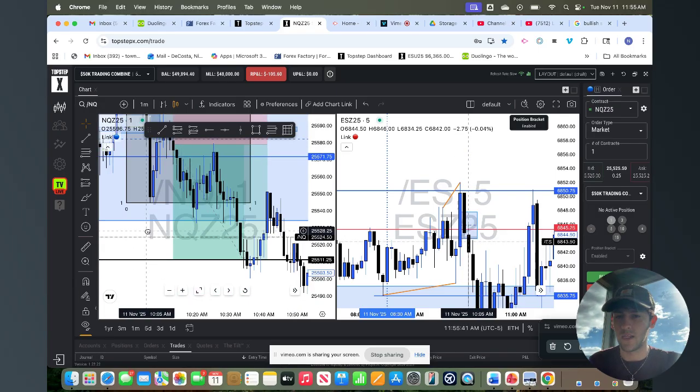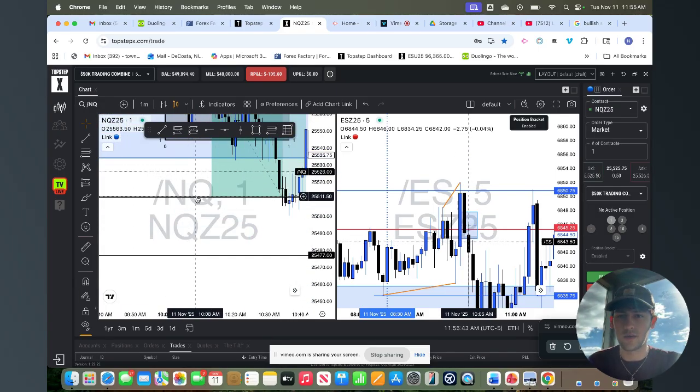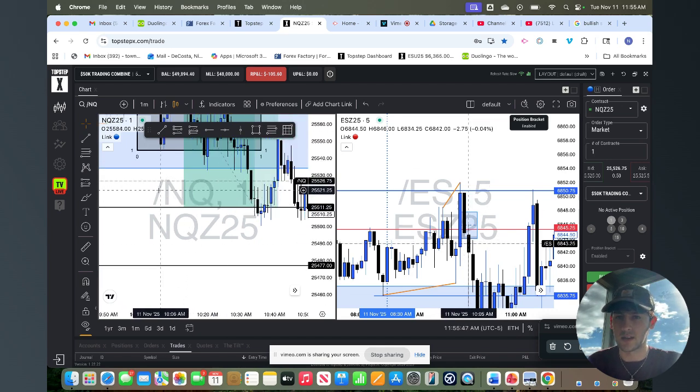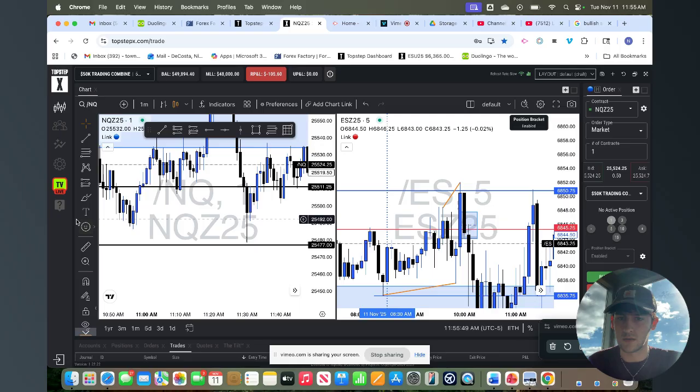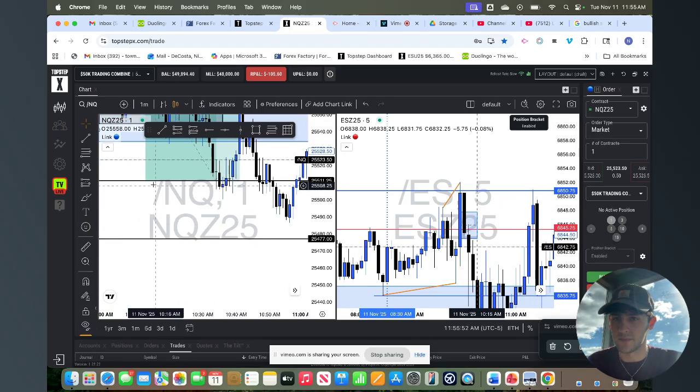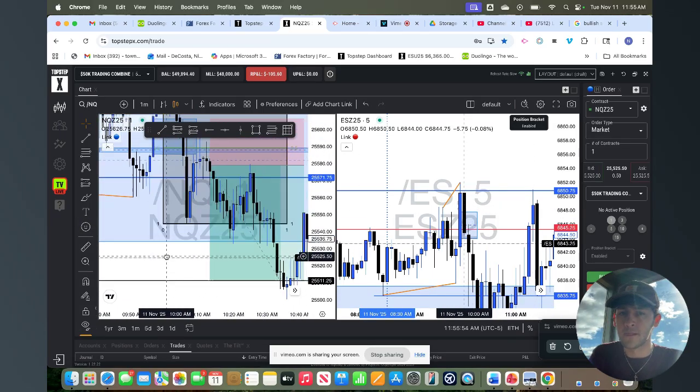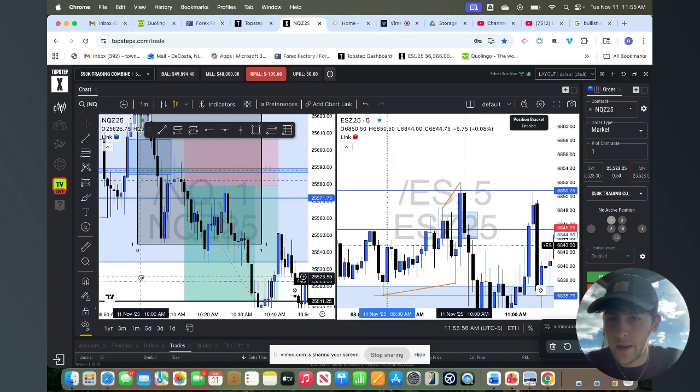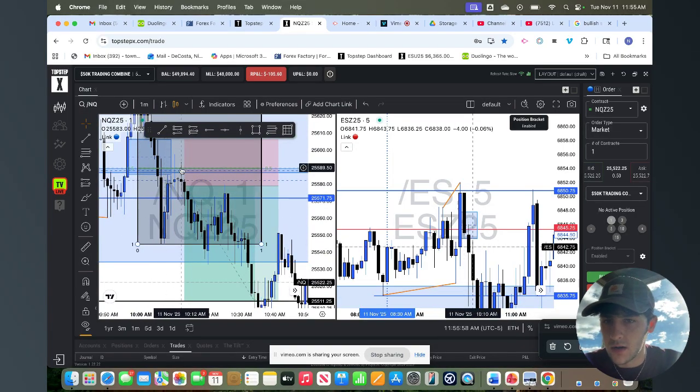Where did I target? I targeted previous hourly lows. This one ended up getting taken. I don't know about the other one. The other one, yeah, almost gets taken. But yeah, this was my target down here. So what happens? Okay. We start immediately in profit. I'm doing good. We're going down.